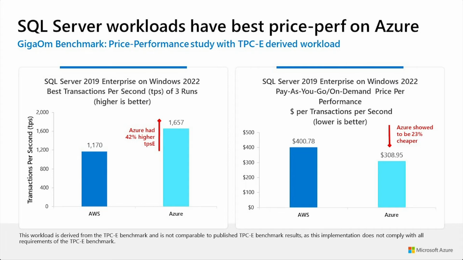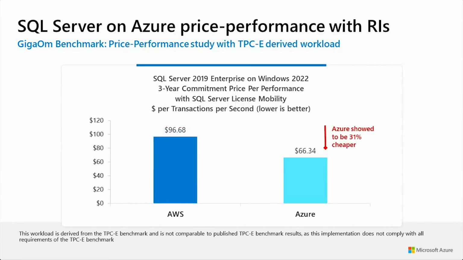And based on their test for the OLTP workload, the EBDS V5 series showed 42% higher performance, that is 1,657 transactions over 1,170 transactions with AWS R5P. And in terms of price performance, Azure is 23% better than AWS with pay-as-you-go pricing. Further, when combined with the 3-year reserved instance and Azure hybrid benefits, you get 31% better price performance in Azure.